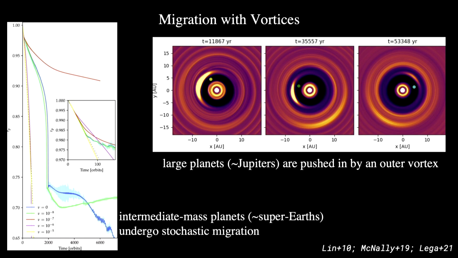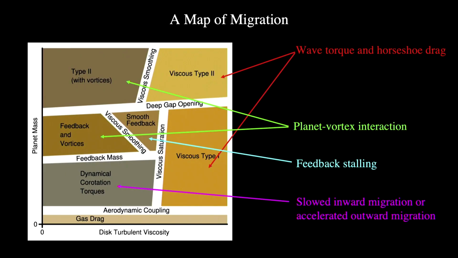And in that case, it's a little bit less violent, and we see that the planet gets pushed in a bit, but still in a way that is not fully understood. So I would say this is definitely a frontier to migration.